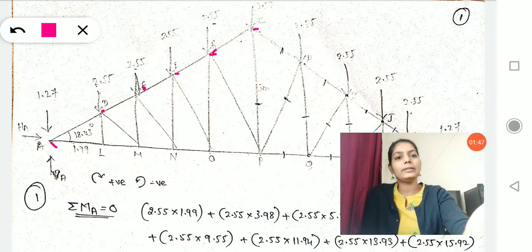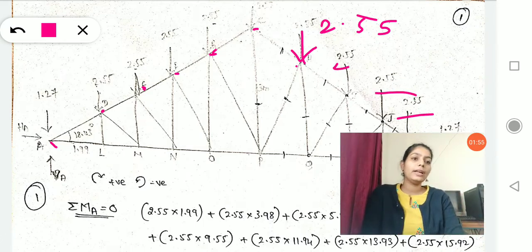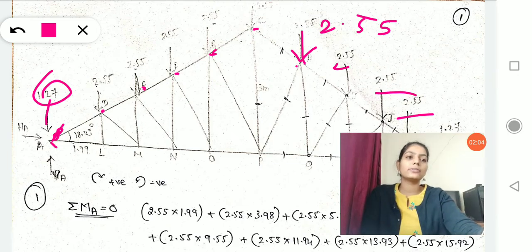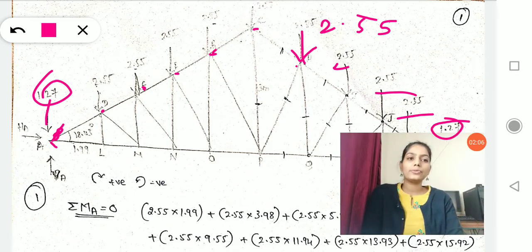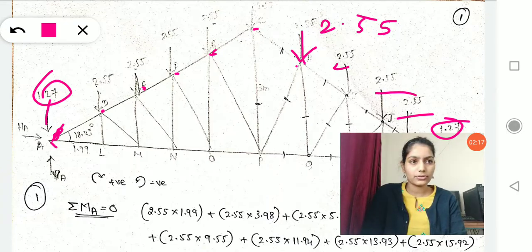And at these panel points you have a loading force of 2.55 kilonewton. Everywhere you have 2.55 kilonewton. But at the end supports, at the end panel point, you can see it is 1.27. On the other end also you have 1.27. You have to remember why the forces happen this way on the end panel points; that we have already discussed and understood in the load calculation, right?